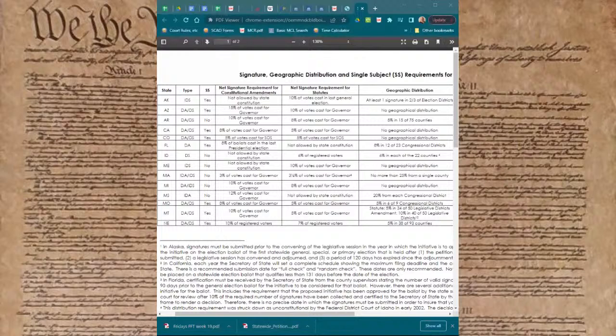At any rate, so yes, it's very interesting that you have, like you see here, 12% of the votes cast for governor are how many signatures you would need to get a petition going for a constitutional amendment. But in other states, it's as low as 3%. That's interesting to me because that's a huge difference in the amount of votes needed.